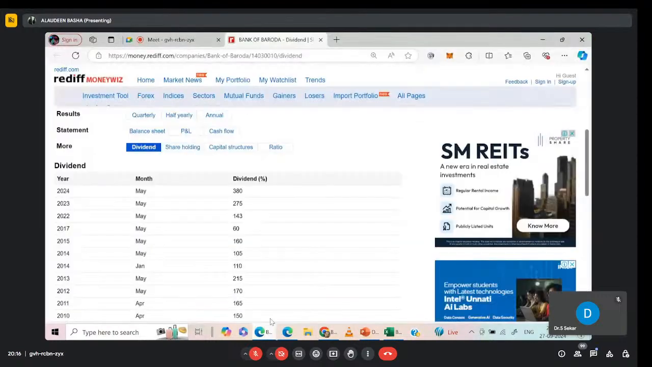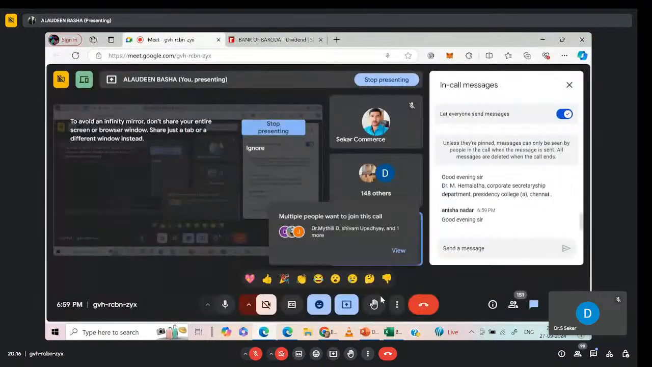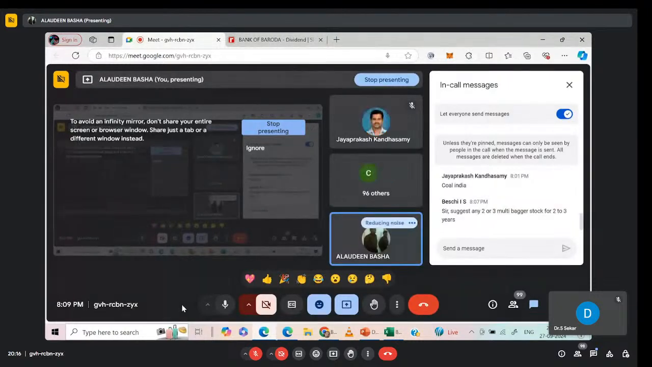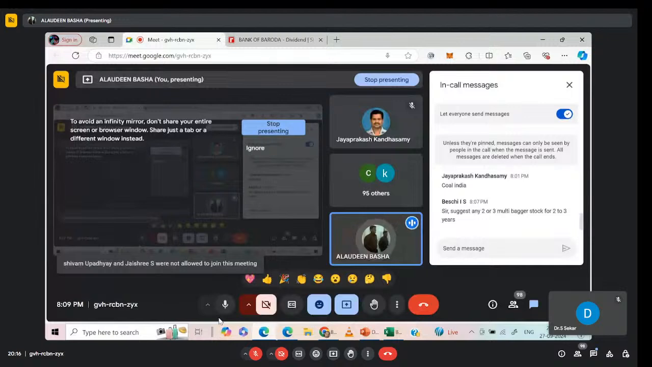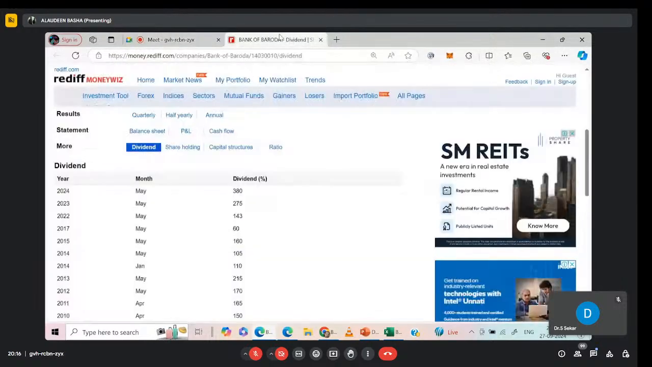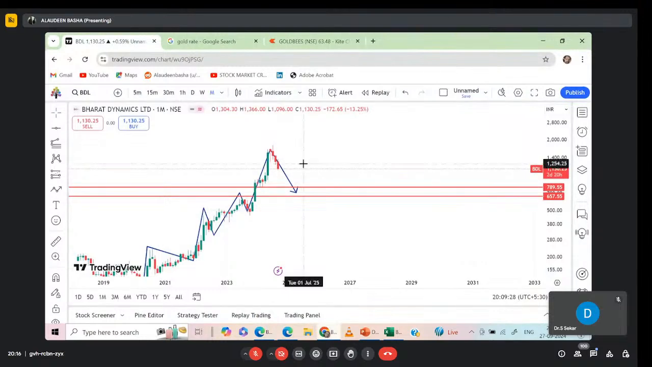Or if you have any doubt, guys, you can ask. Sir, suggest 2 to 3 multi-bagger stocks for 2 to 3 years. Within 2 to 3 years, how will it become a multi-bagger? Okay, I'm not recommending. I am suggesting 1 or 2 stocks for multi-bagger.